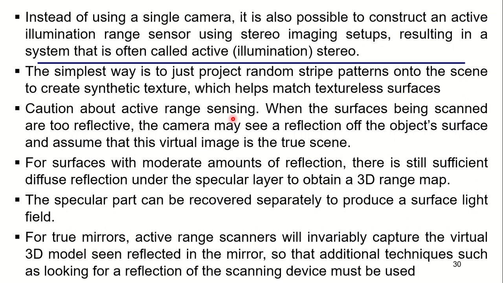Caution about active range sensing. When the surface being scanned is too reflective, the camera may see a reflection of the object surface and assume that this virtual image is the true scene. For surfaces with moderate amounts of reflection, there is still sufficient diffuse reflection under the specular layer to obtain a 3D range map. The specular part can be recovered separately to produce a surface light field.